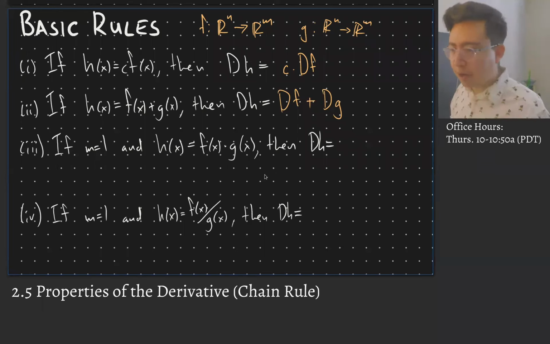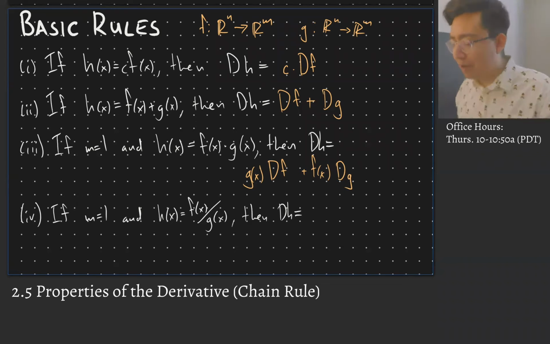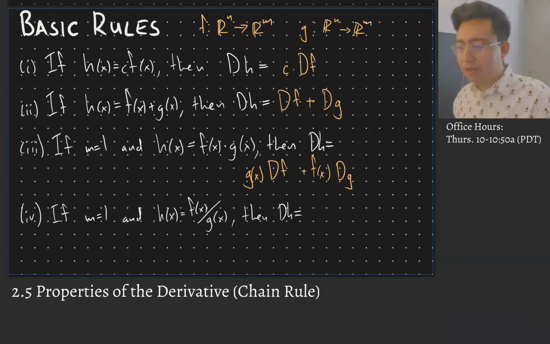It's going to look very similar to the product rule we already know, right? So it's going to be g of x times df plus f of x times dg, which is exactly what you'd expect from a product rule like this. If you memorize your product rule, it's f prime times g plus f times g prime, except that the primes become these matrices of total derivatives here.